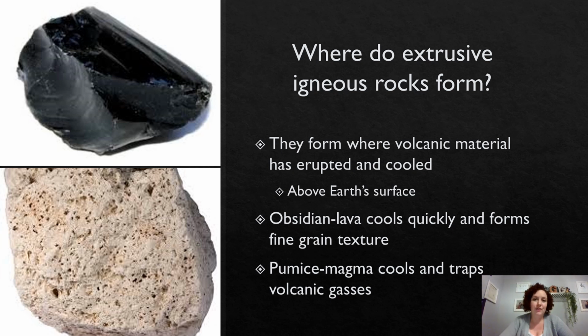So where do extrusive igneous rocks form? Well, extrusive again, meaning exterior, on the outside. That means that it has to be lava. And as we've already defined, lava has to be at or above Earth's surface. So extrusive igneous rocks are formed where volcanic material has erupted and cooled, so above Earth's surface. Some phenomenal examples of this would include obsidian, which is the top picture. This is where lava has cooled very, very quickly, which forms this fine grained texture. If you were to touch even the exterior of an obsidian rock, it's very soft.